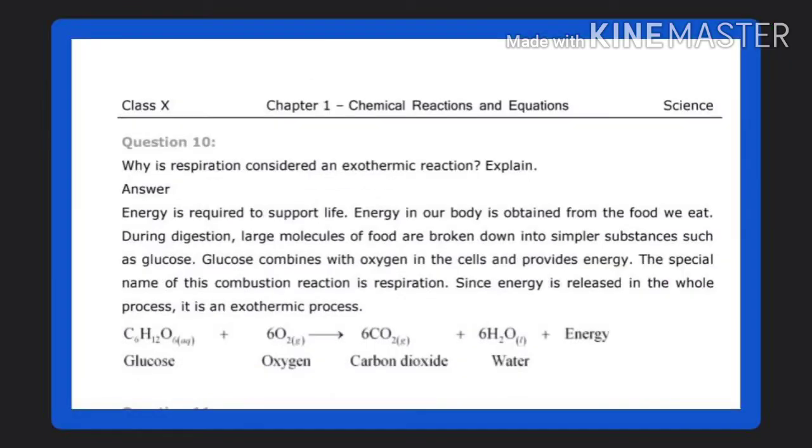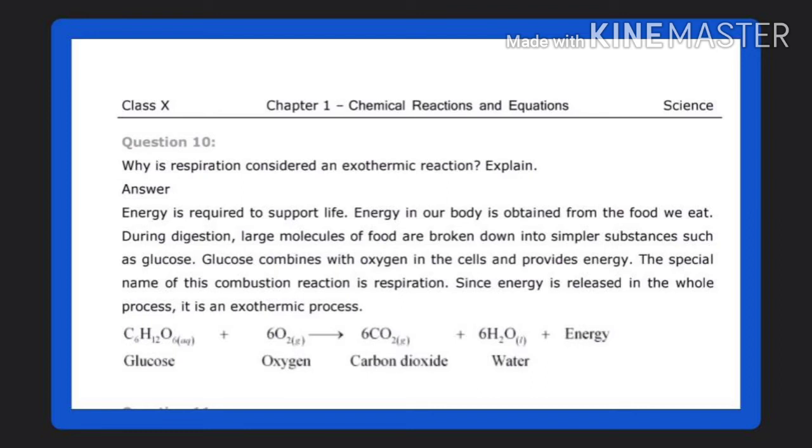Next question. Why is respiration considered an exothermic reaction? Explain. So we did this before also. So the answer is energy is required to support life. So energy in our body is obtained from the food we eat. Then during digestion, large molecules of food are broken down into simpler substances such as glucose. Now glucose combines with the oxygen in the cells and provides energy.